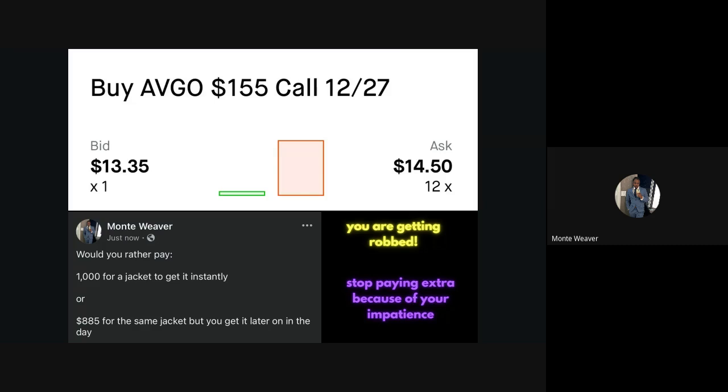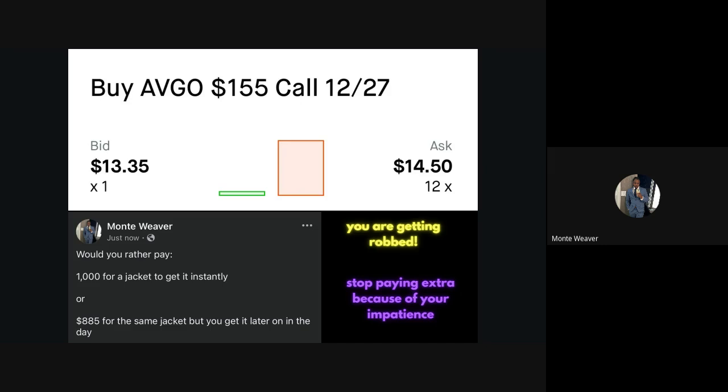$885, $885, $885. Exactly. So if you're going to wait and be patient and pay $115 less just by waiting, stop overpaying for the contract. So you have a bid and you have an ask. If you're going long, going to the upside, only pay close to the bid.